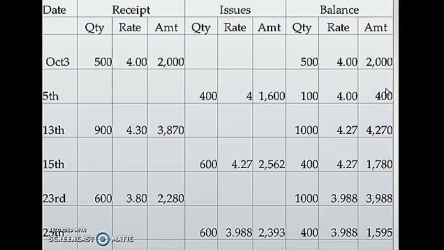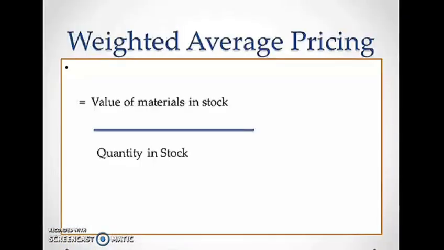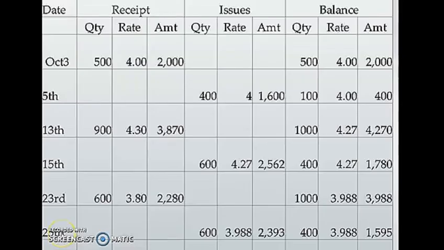When we have two or more different rates, we move to the formula. We have a formula for calculating the price. Here comes the formula for weighted average pricing: it is equal to the value of materials in stock divided by the quantity in stock. By using this formula we can calculate the rate for issue. Now we have learned the formula.